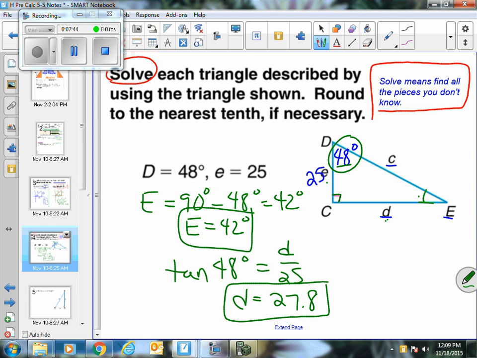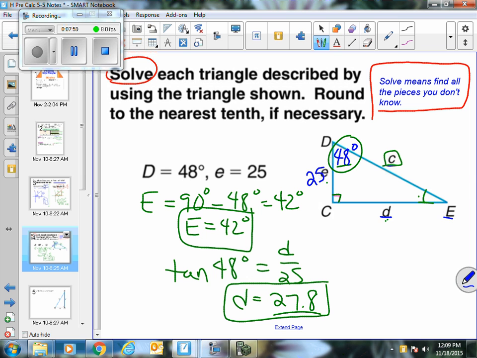Okay, let's talk about how we can figure out side C then. You could use Pythagorean theorem, because you know two sides, but this 27.8 is rounded, so it might be better to do a trig ratio to find it, because then we can use given information and we don't have to worry about the rounded answer. So let's try to do that.